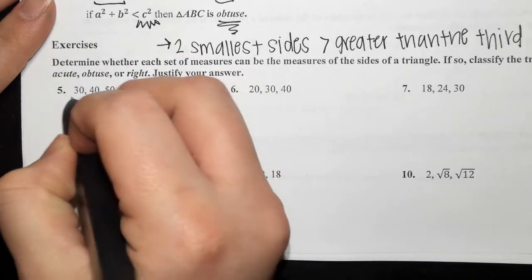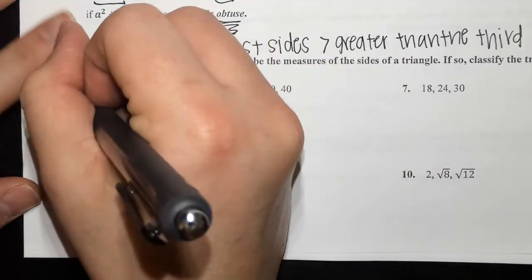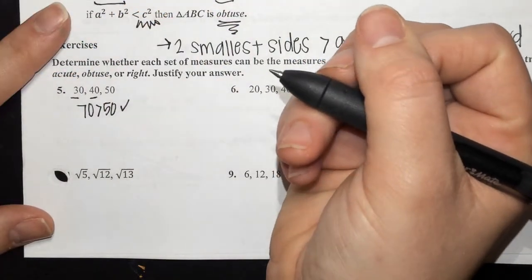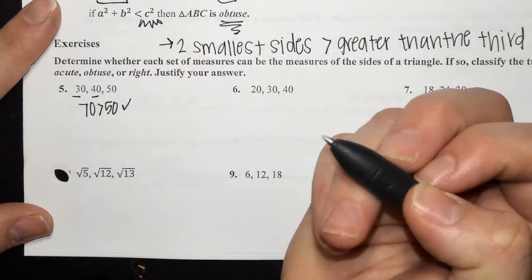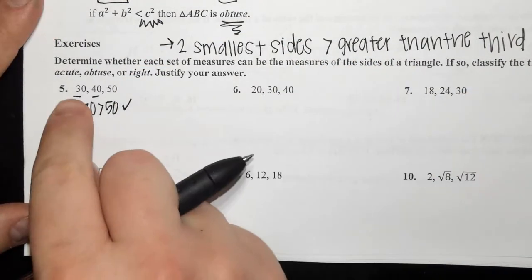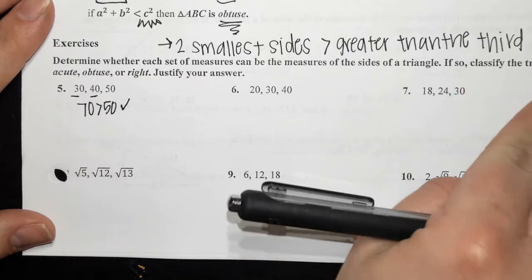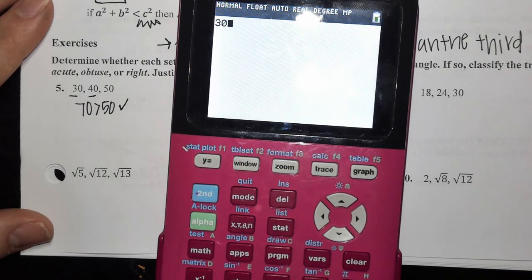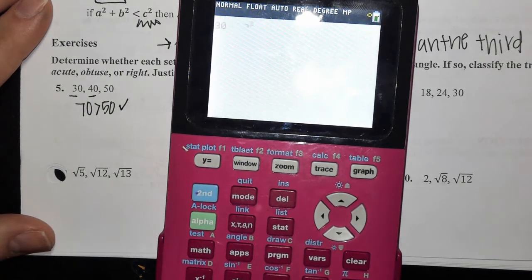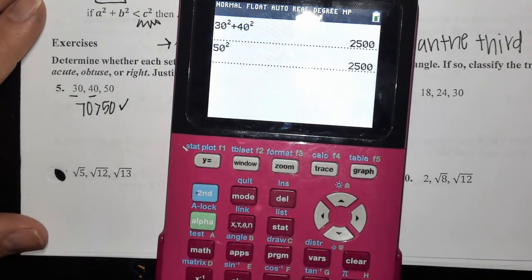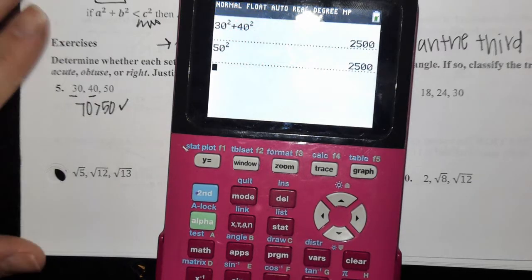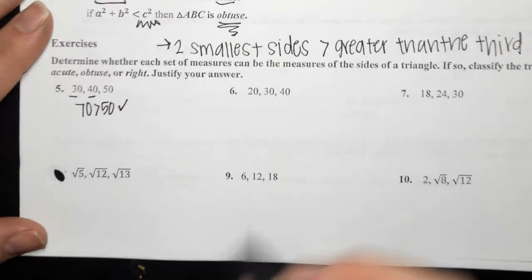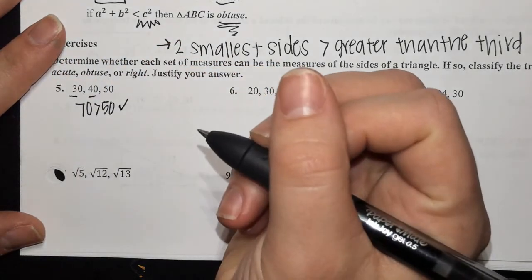Two smallest, 30 plus 40, that is 70, right? So 70 is greater than 50. Can we start? Do they make a triangle? Okay, so we can start. Now let's determine whether it's right, acute, or obtuse. Here's what I do. 30 squared plus 40 squared. Well, what do you think? It's right, because 30 squared plus 40 squared equals 50 squared.